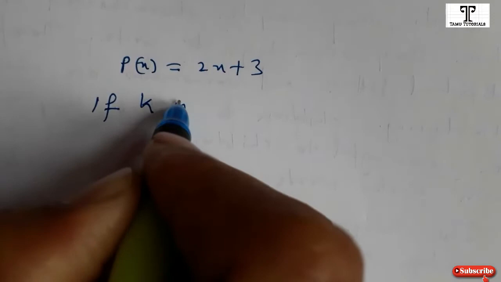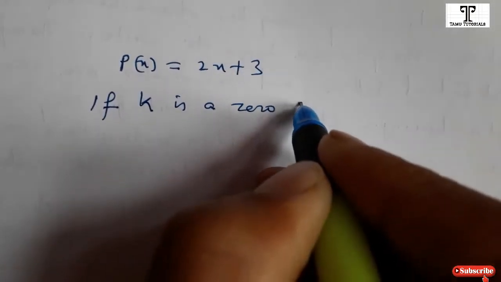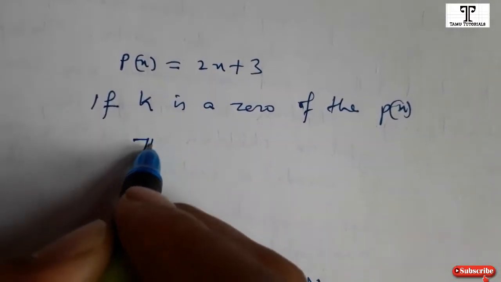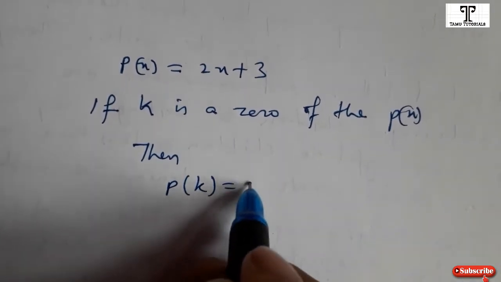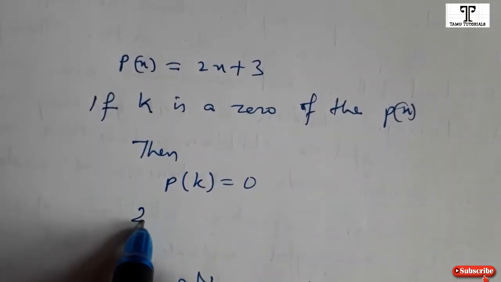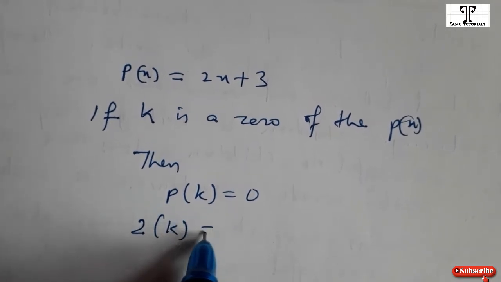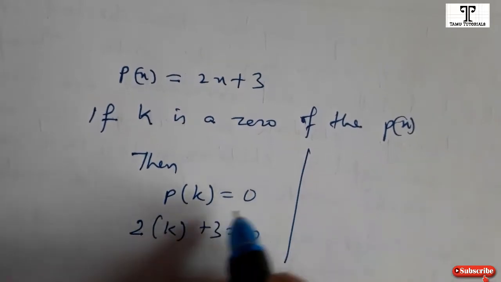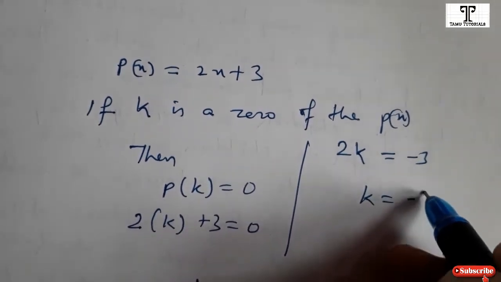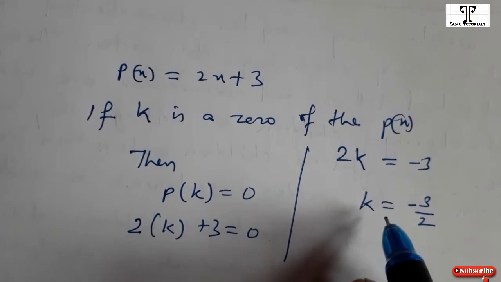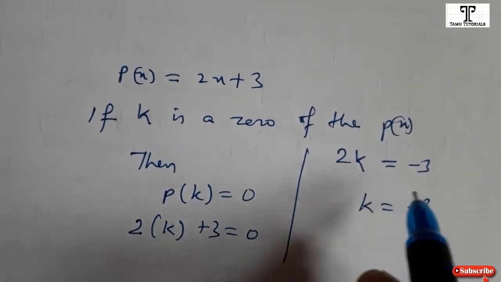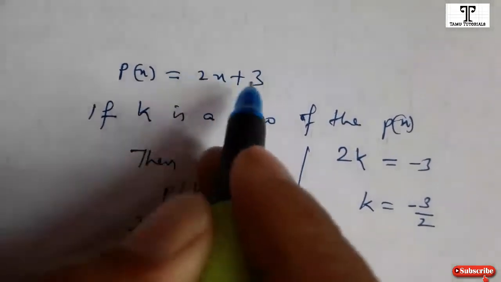So if k is the zero of the polynomial p(x), then p(k) will be equal to 0. Your polynomial is p(x), so here p(k) means 2k plus 3 is equal to 0. So from here what you get, 2k is equal to minus 3, so k is equal to minus 3 by 2. So this is the zero of this polynomial. If you put this value here, this will reduce to 0.